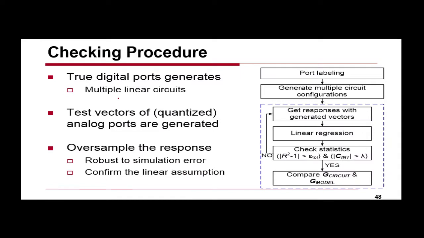So in general, the checking procedure is pretty simple. We label the ports of the functional model and find correspondence between the functional model and the circuit, because those have to be given anyhow. For every true digital input, we generate a different circuit that we're going to validate. Then we generate random vectors within the constraints of the functional models. We do a linear regression and calculate what the statistics are.